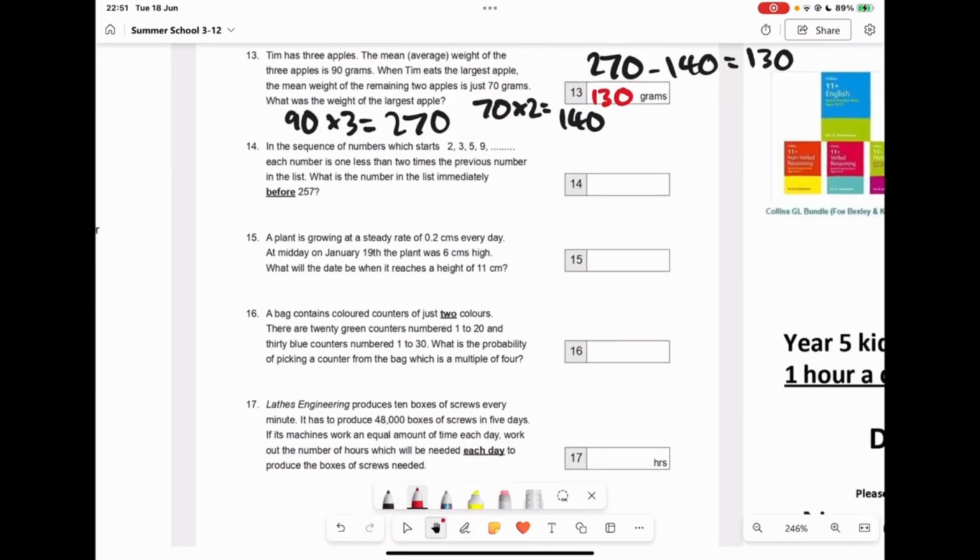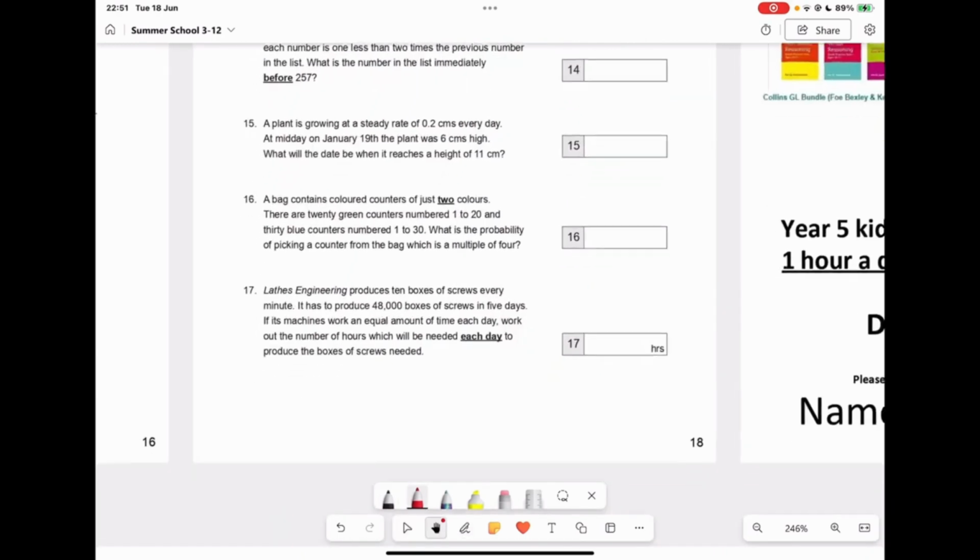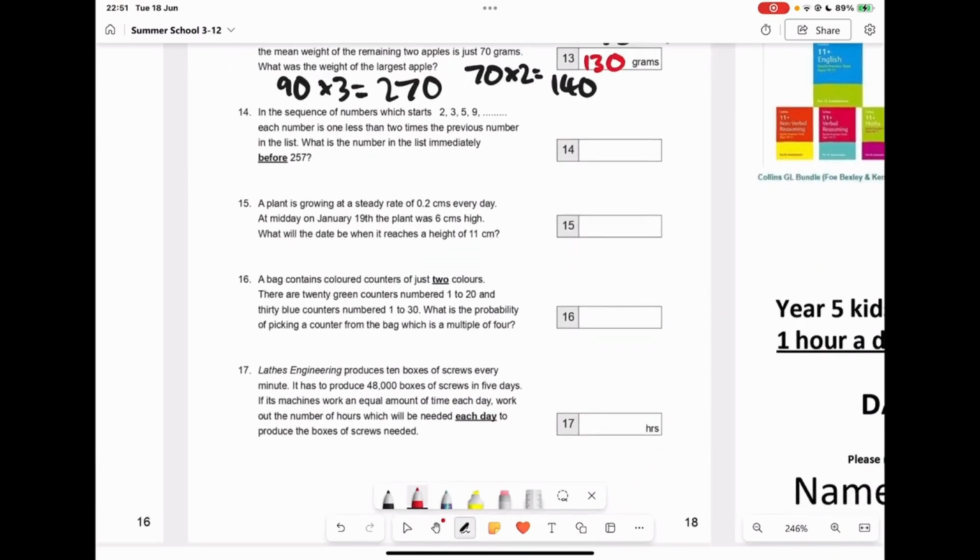Okay, in the sequence of numbers which starts 2, 3, 5, 9, each number is 1 less than 2 times the previous number. Okay? And then what is the number immediately before 257? So we've got to remember that 257 is 1 less than 2 times its previous number. So 2 times the previous number must have been 258.